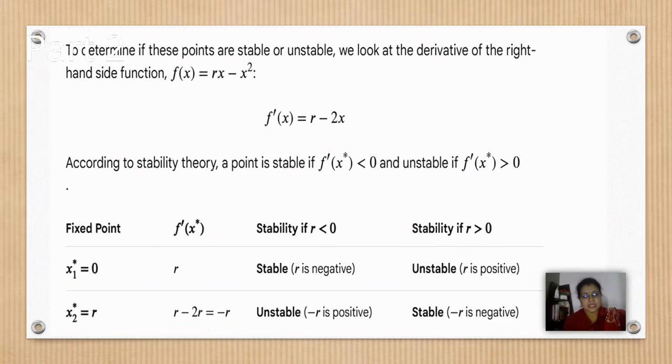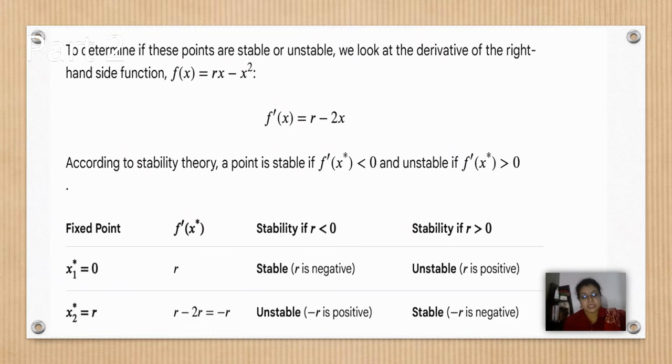Let us take the derivative. What is the derivative? r minus 2x. So substituting the first fixed point into the derivative, what do we end up with? r minus 2 into 0. So it is merely r. If you vary the control parameter, what will happen? For r less than 0, we will have a stable fixed point. For r greater than 0, we will have an unstable fixed point.